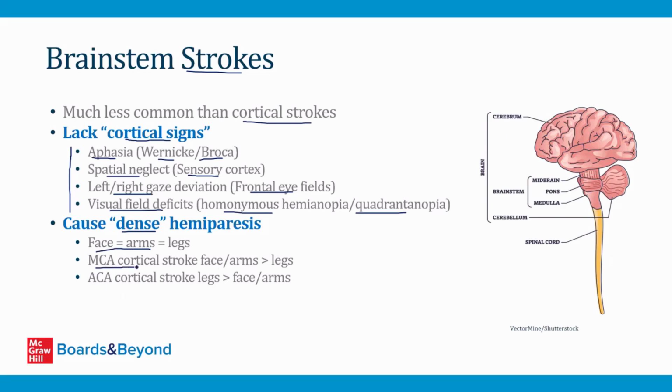the cortex, that will present with hemiparesis, but it will be more pronounced in the face and arms compared to the legs. That's because of the way the motor cortex is designed up in the cortical region. In contrast, if you have an ACA cortical stroke, this will present with hemiparesis where the legs are affected more than the face or arms. So this sort of differential effect on the face and arms compared to the legs suggests a cortical stroke, whereas dense hemiparesis suggests a brainstem stroke.